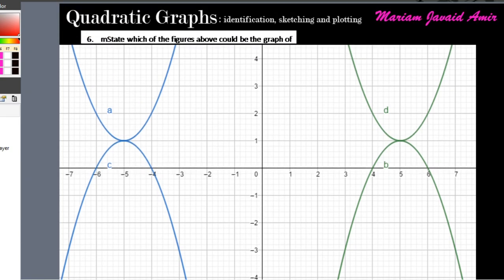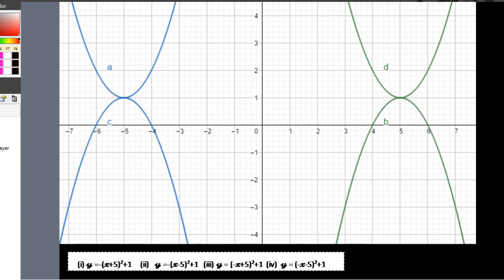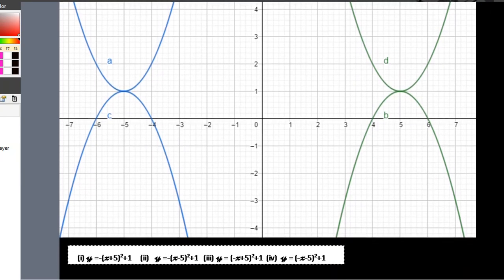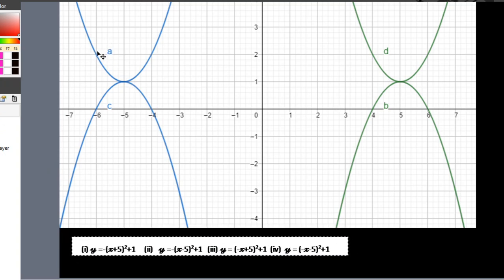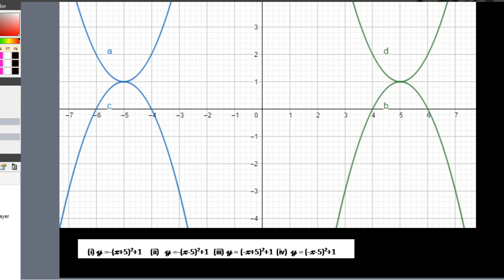Question number 6. State which of the figures below could be the graph of part 1, equation minus (x plus 5) whole square plus 1. Part 1, y equals minus (x plus 5) whole square plus 1. Let me write it over here. y equals minus (x plus 5) whole square plus 1.